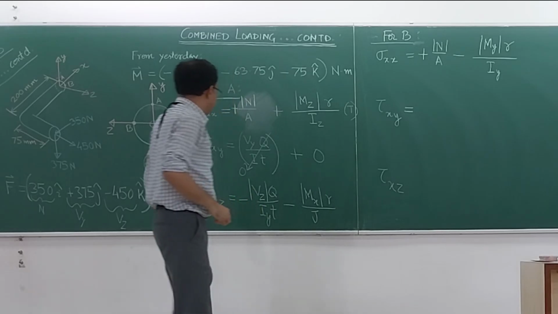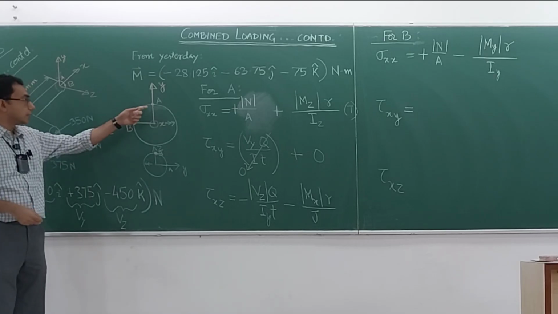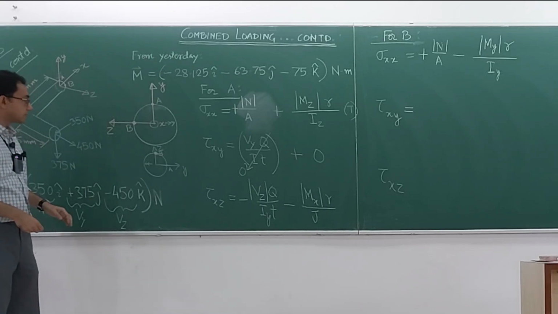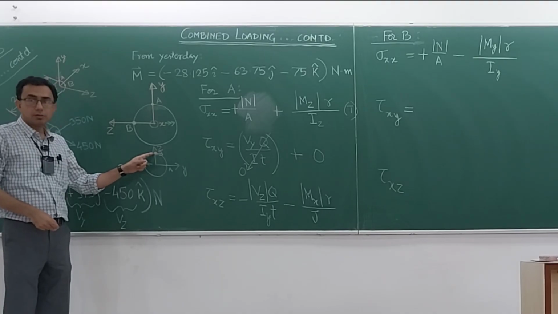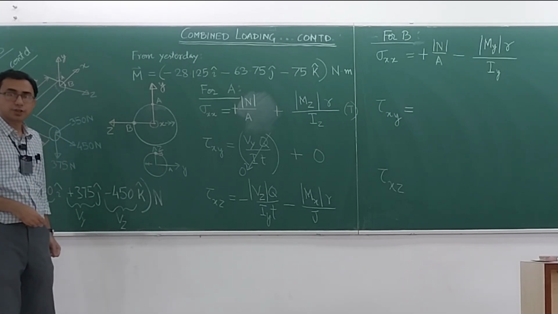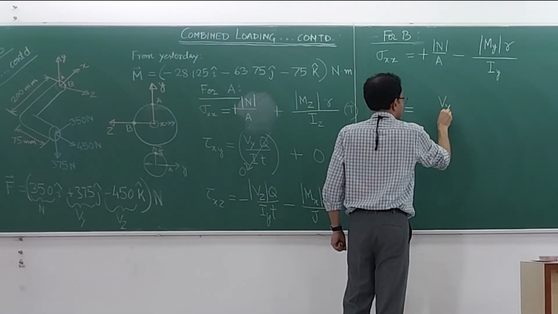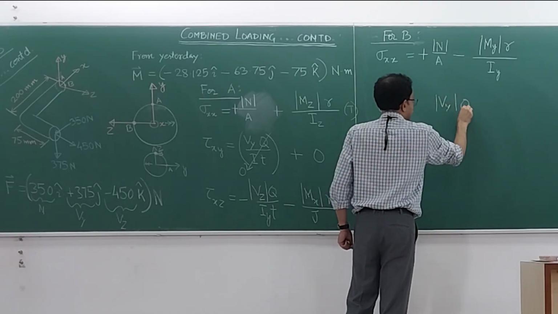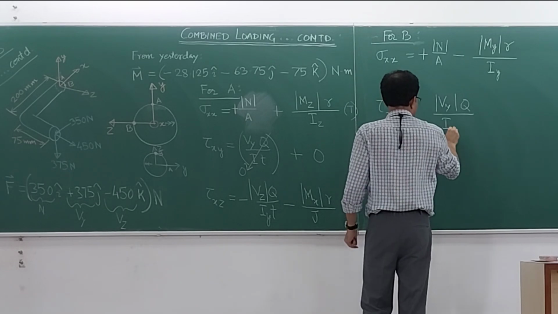Next, tau xy. Look at this picture only, or tilt your head to the left and look at this picture, whatever is convenient for you. So at the point B, we are interested in finding out the tau xy. First of all, due to the transverse shear. So let us write the transverse shear thing. It will be the |Vy| Q divided by, what will it be? Iyt.